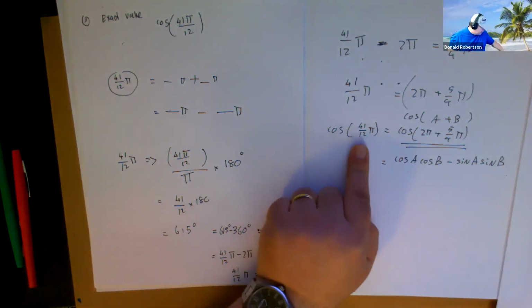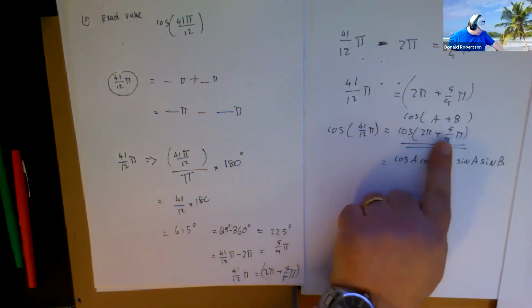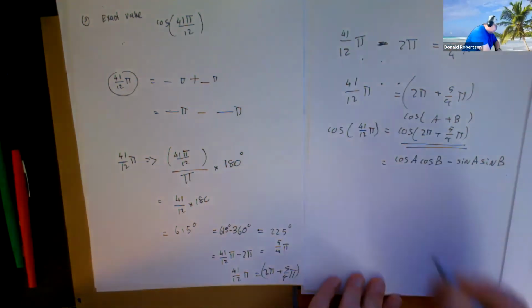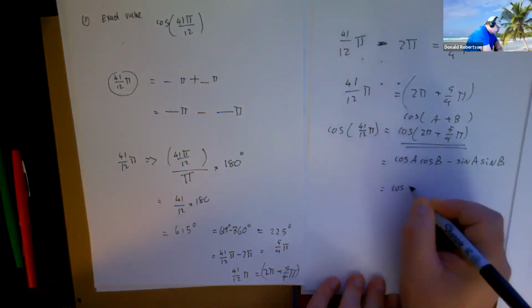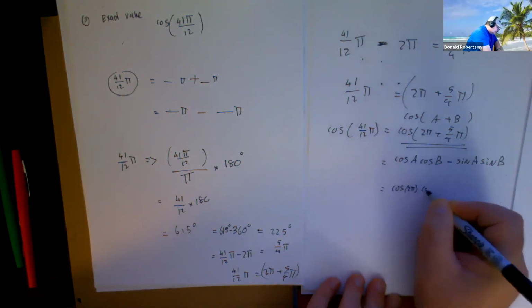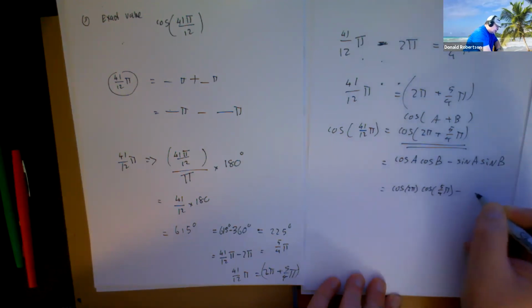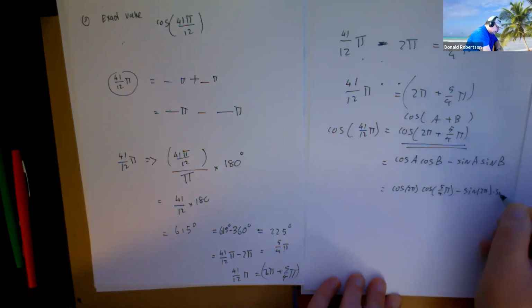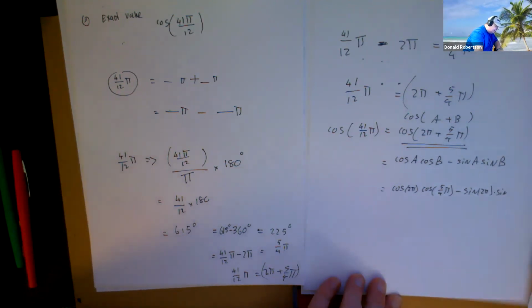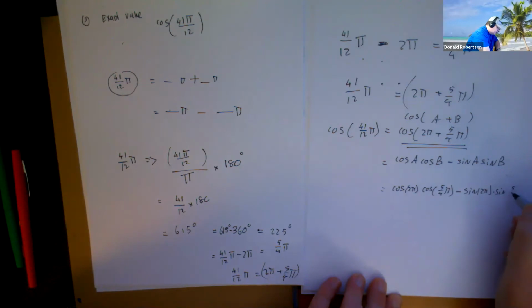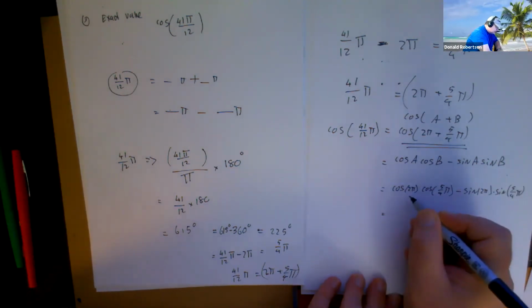So the cosine of 41/12 pi is made up of these two added. This is going to be A, this is going to be B, which gives us this. That turns into the cosine of 2 pi times the cosine of 5/4 pi, take away the sine of 2 pi times the sine of 5/4 pi. And then you go to your unit circle.